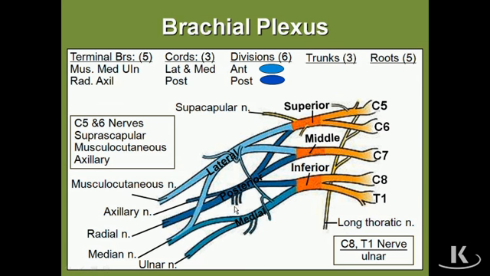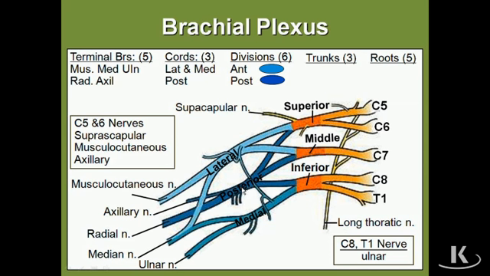Those three names, lateral, medial, and posterior, are given to those cords based on the position of the cord relative to the artery that's running right down the center of the axilla, called the axillary artery. So the lateral cord is lateral to the artery, medial cord is medial to the artery, and of course the posterior cord is posterior to the artery.